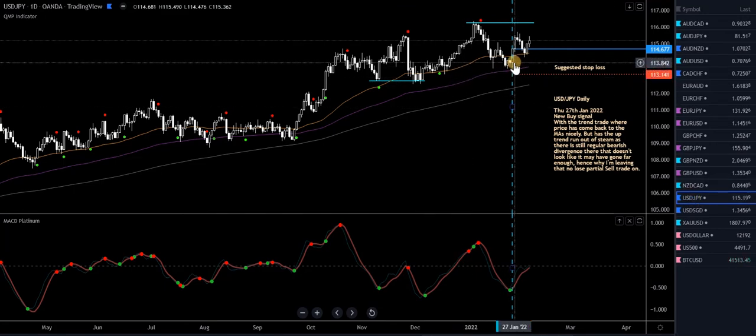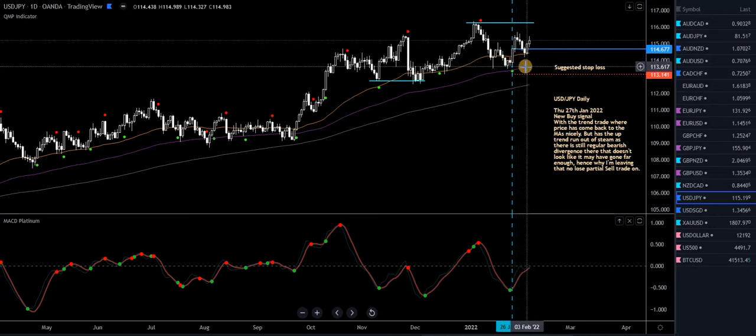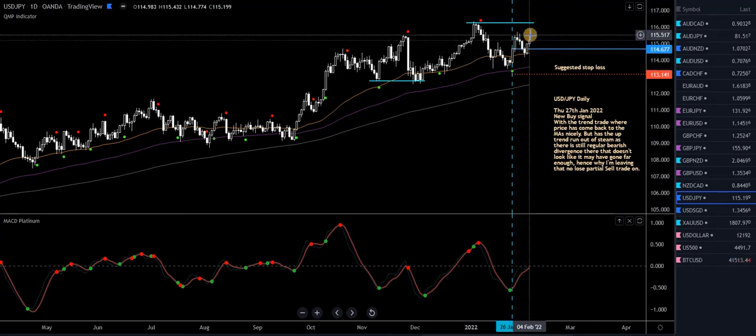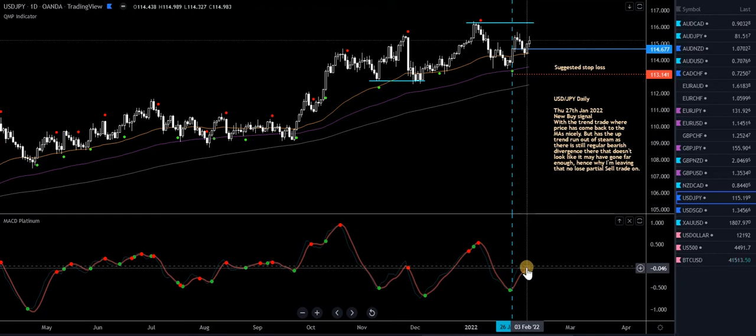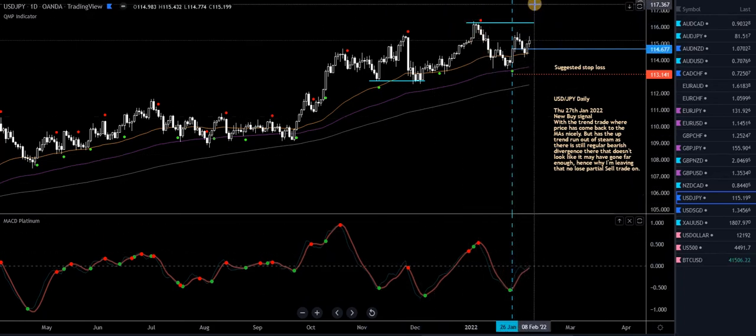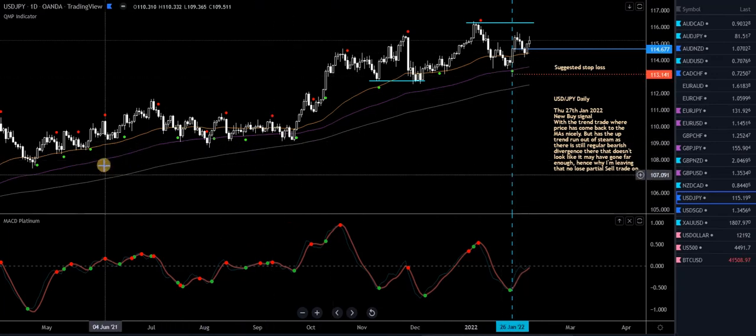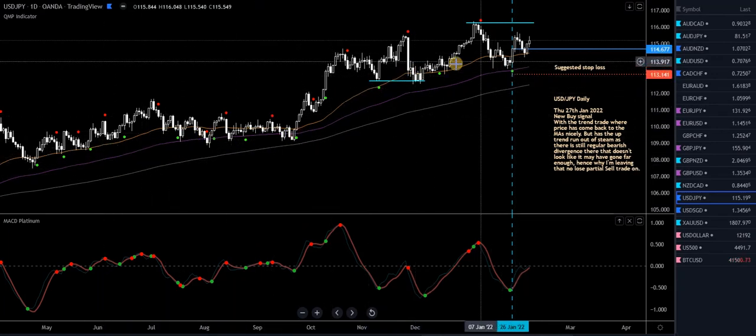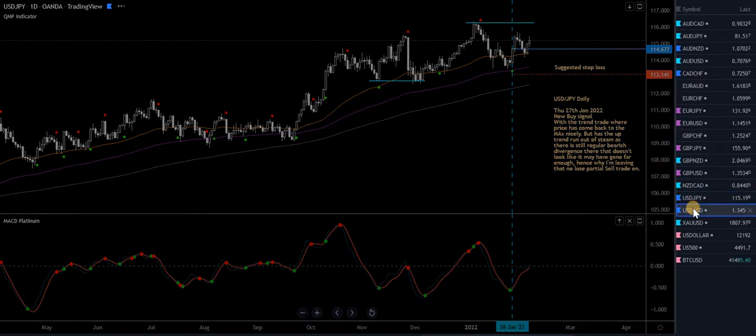Last trade was a buy here, went up, rolled over, came down, popped back up on Friday. Not going anywhere fast. MACD platinum's closer to the zero level. Really got to take out this previous high to convince me that it's going to go up higher. The trend's up. You can see the trend's been up for a while now, but it's just grinding. It's nothing flash.